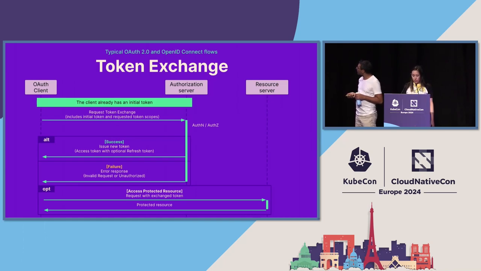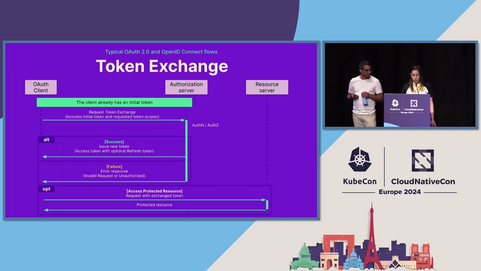The client requests token exchange from the authorization server. This request includes that initial token and may specify desired scopes and intended audience or other properties for the new token. Then the authorization server validates the token exchange request. This involves authenticating the user if required, and then authorizing the token exchange based on the initial token and the requested parameters.